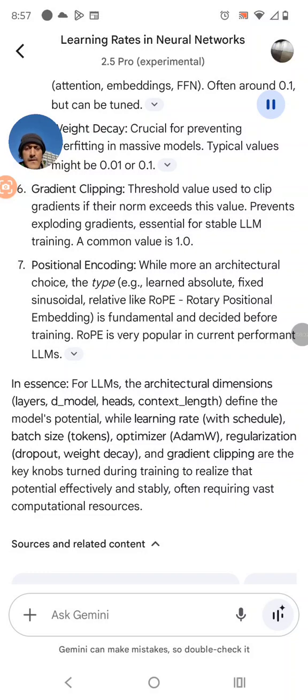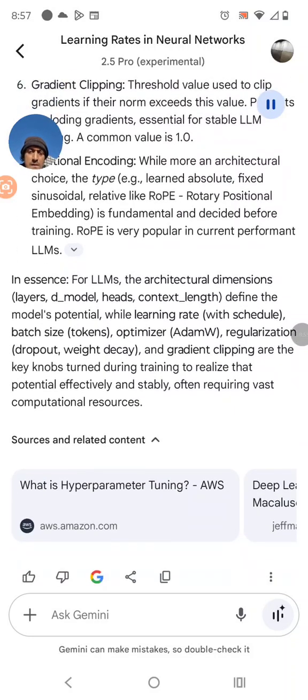In essence, for LLMs, the architectural dimensions, layers, D_model, heads, context length, define the model's potential, while learning rate with schedule, batch size in tokens, optimizer AdamW, regularization, dropout, weight decay, and gradient clipping are the key knobs turned during training to realize the potential effectively and stably, often requiring vast computational resources.